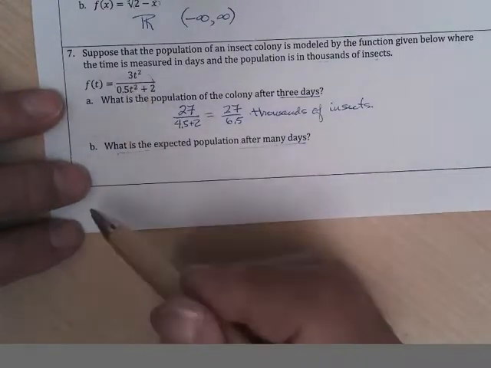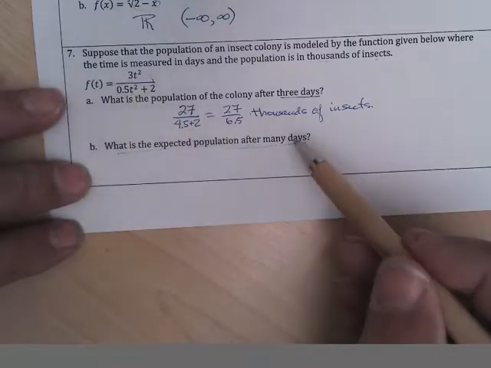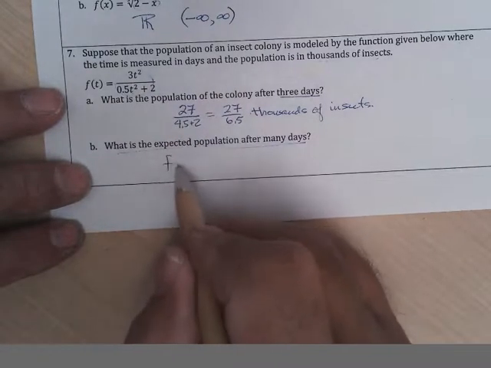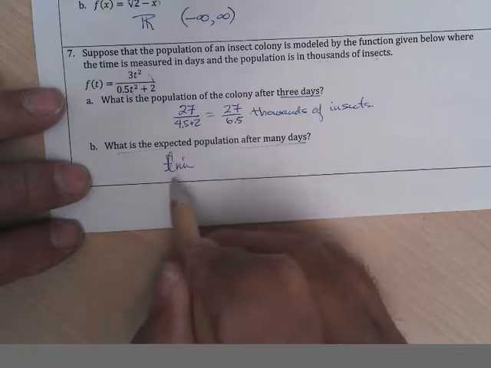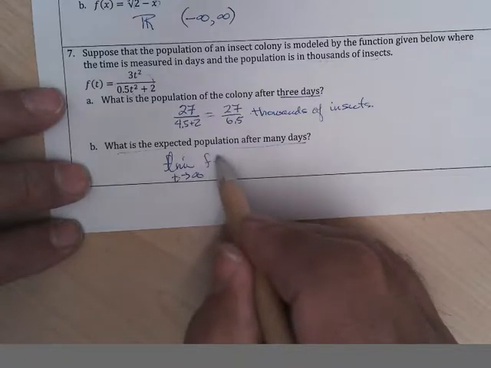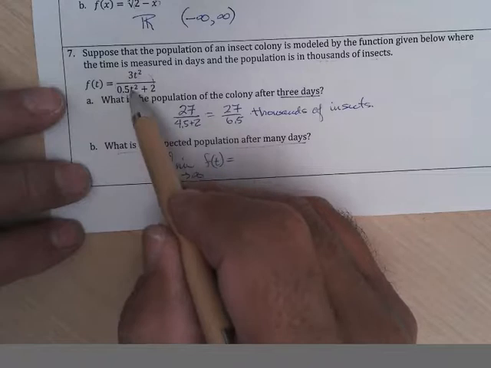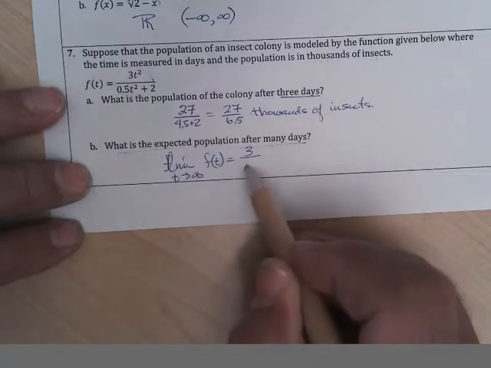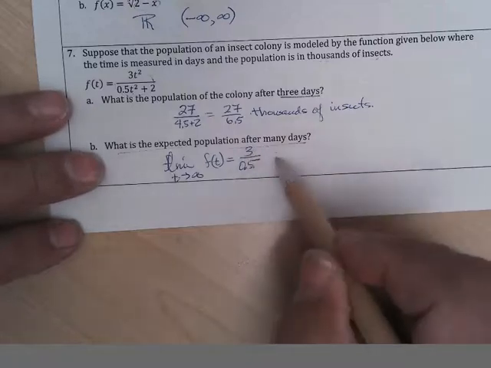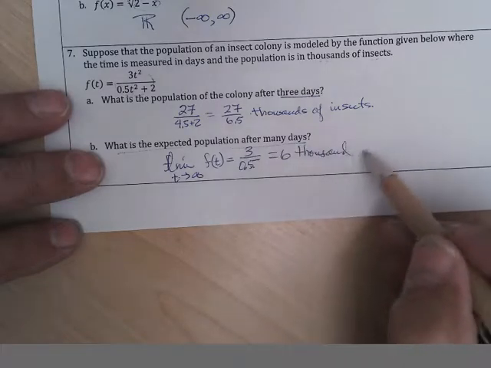Okay? So what was the expected population after many days? You can put a really big number in there, like hundreds or thousands, but from your knowledge on this, we have degrees that are equal, and so the limit as t gets really large of this function is going to approach the horizontal asymptote, which, since the degrees are the same, is going to be 3 divided by 0.5. 0.5 is a half, and a half goes into 3 6 times, so 6,000 insects.